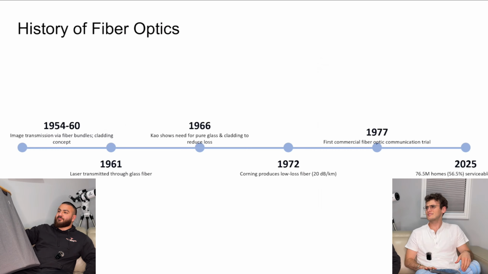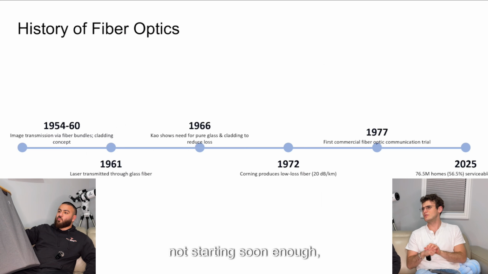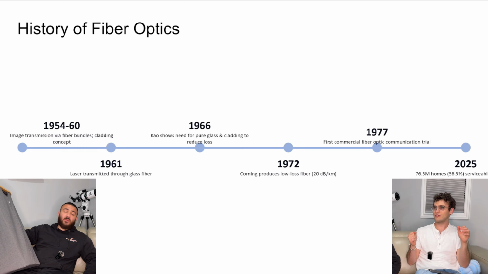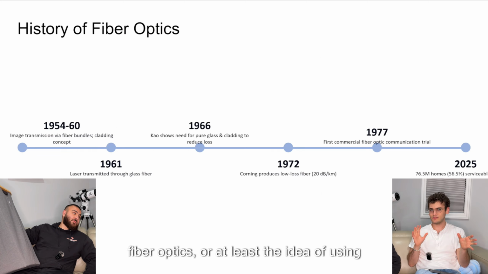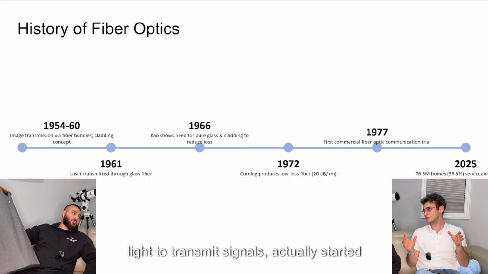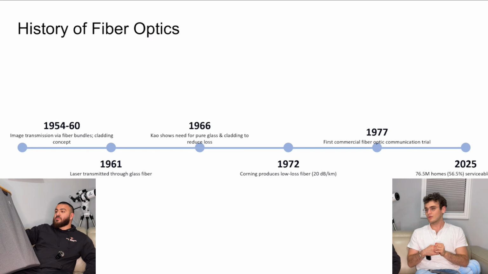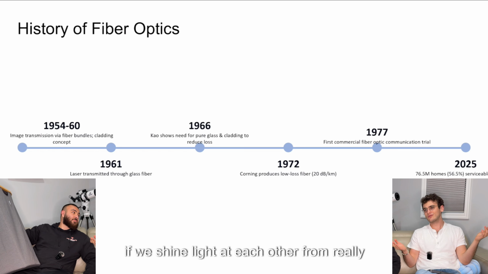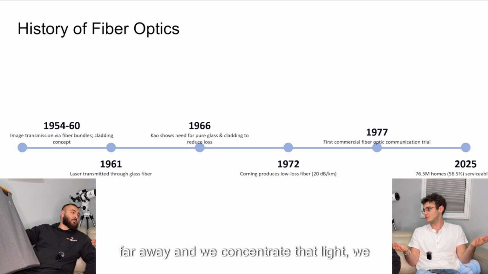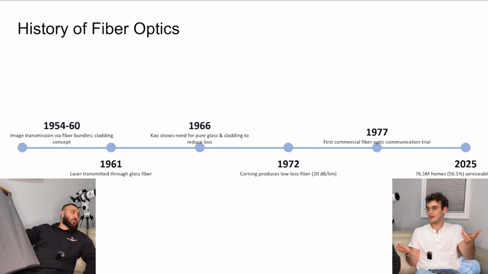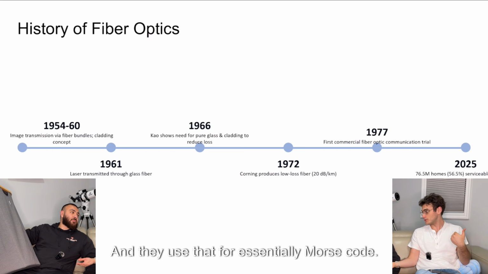Timeline. This is actually not starting soon enough, because fiber optics, or at least the idea of using light to transmit signals, started in the 1800s, where these French gentlemen were like, hey, if we shine light at each other from really far away and we concentrate that light, we can say yes or no.